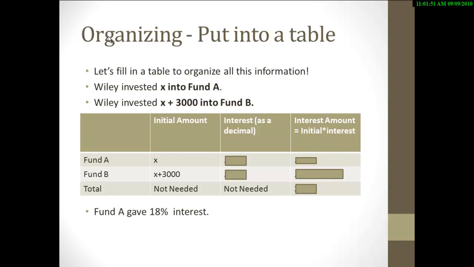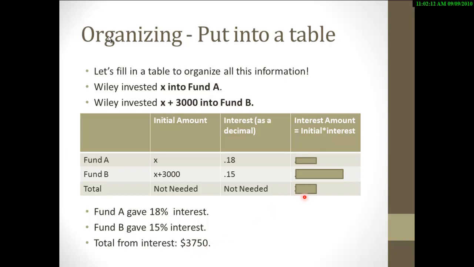Now also we've got 18% interest. We're going to put that in as a decimal into our table in the interest column. And Fund B gave us 15% interest, so we're going to put that in as 0.15 in our column. One more easy piece of information: the total amount of money that we got from interest is $37.50. So we put that in for the entry in our table that represents the total amount of money that we got from interest.